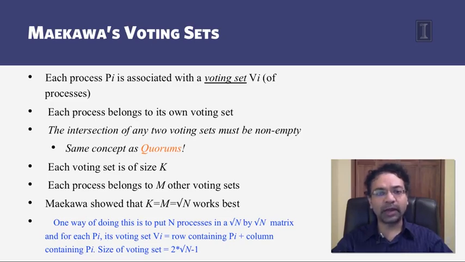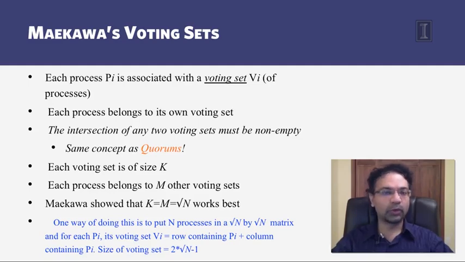However, you need to make sure that given any two voting sets Vi and Vj of processes Pi and Pj respectively, the intersection of these two voting sets is non-empty, which means that there is at least one process that belongs to both Vi as well as Vj. So given any pair of voting sets Vi and Vj, you need to make sure that at least one process is in common between those two voting sets. This might sound familiar to you. In fact, it is the same concept or the same idea as quorums, which we have seen elsewhere in the course.